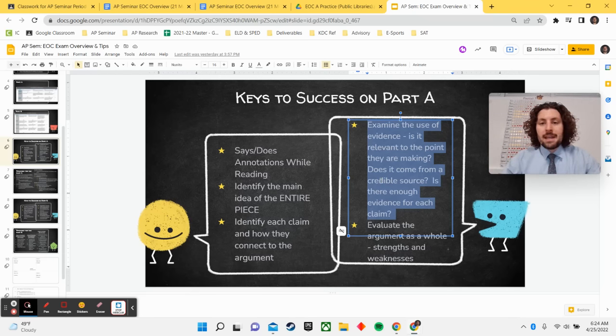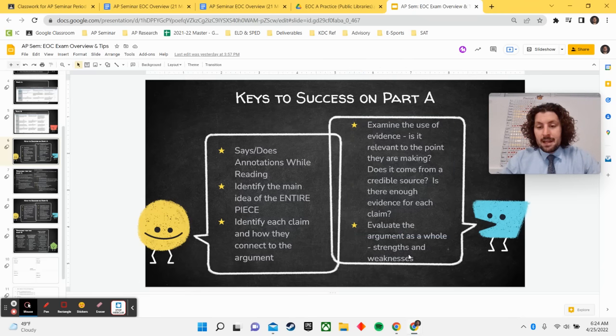Also, you want to check, is it relevant to the point they're making? Some evidence that's used might not be relevant to a claim, or it might be very relevant. So you want to tell me that as you are reading and annotating, identifying effective versus ineffective uses of evidence. And then lastly, is it sufficient, right? Is there enough evidence to prove a claim? Those can all be things that you use to write about in your response to question 3 here.